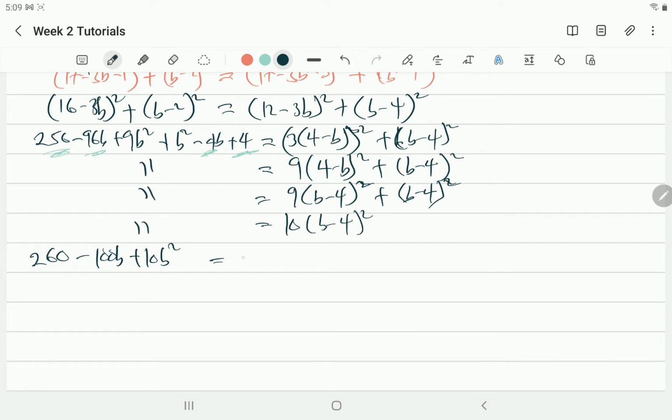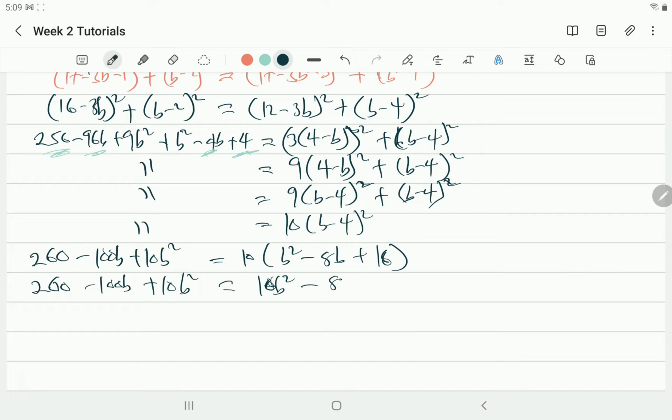So at the right hand side, we are going to have 10 into brackets b squared minus 8b plus 16, right? Now I finally expand the right hand side and you see a lot of things cancelling, making our equation very simple now. And that is 10b squared minus 80b plus 160. So 10b squared cancels 10b squared at the right hand side.